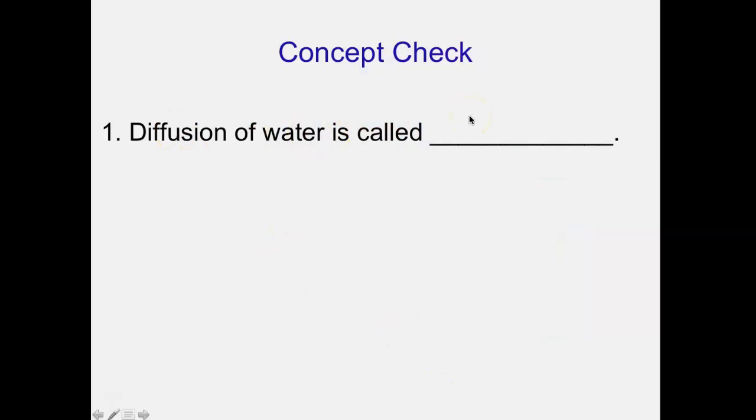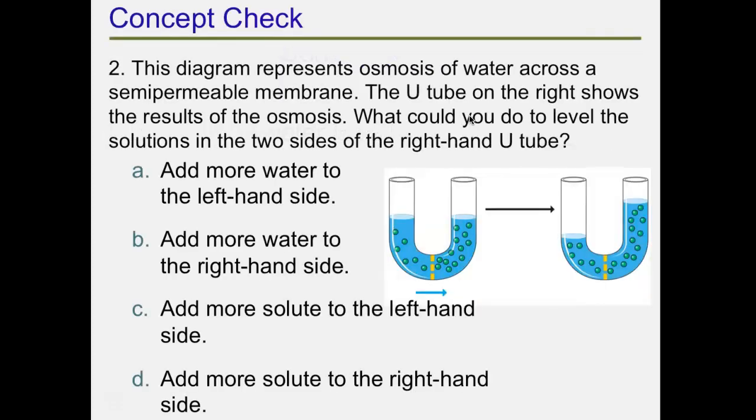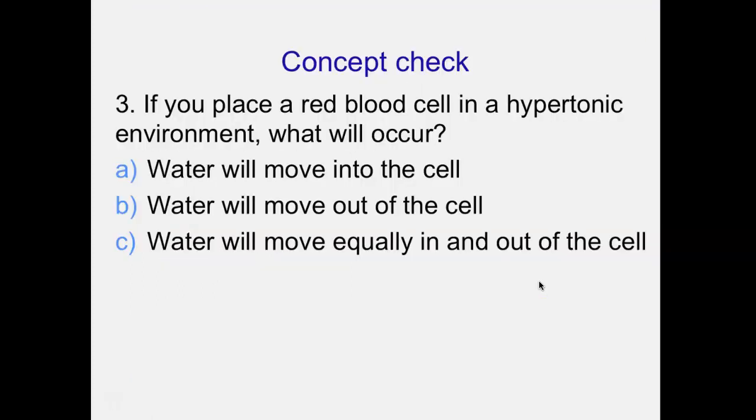Diffusion of water is called, hopefully you said osmosis. Now, I'll pause this and you guys take a look at it. All right, so the answer would be letter C. You add more solute to the left-hand side. So if you just balanced out the solute on both sides of this tube, then the water would be even in both sides. If you place a red blood cell in a hypertonic environment, what would occur? So pause it. All right, so the answer is letter B, water will move out of the cell. So be prepared to answer questions like this on the exam.